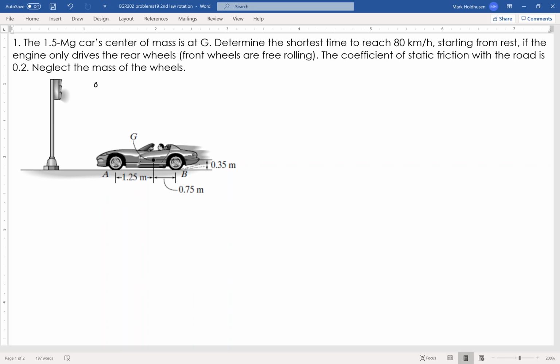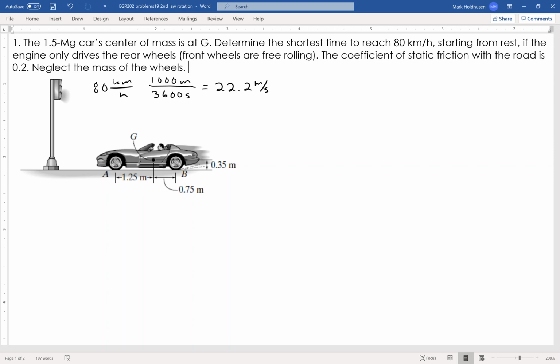So 80 kilometers per hour. I'm going to take that times 1,000 meters in 1 kilometer and 3,600 seconds in an hour. And that gives me 22.2 meters per second. Okay, so that'll get us going on that.